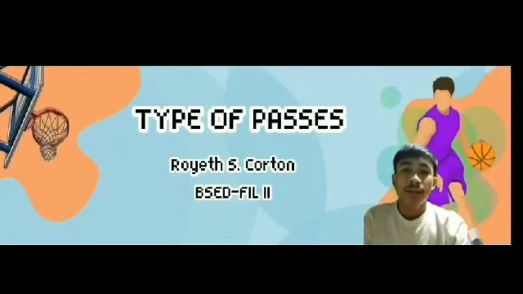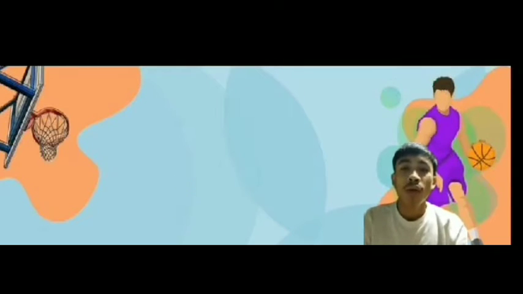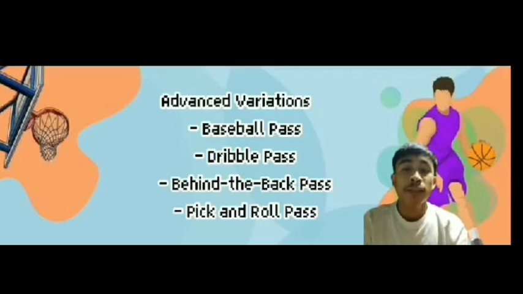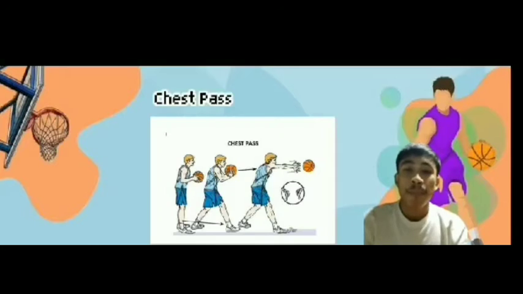Each type of pass comes with its own variations. There are 4 basic variations. These are the chest pass, bounce pass, overhead pass, and wraparound pass. And also, there are advanced variations, and these are the baseball pass, dribble pass, behind the back pass, and pick and roll pass. So first, let's tackle the basic passes, the chest pass.